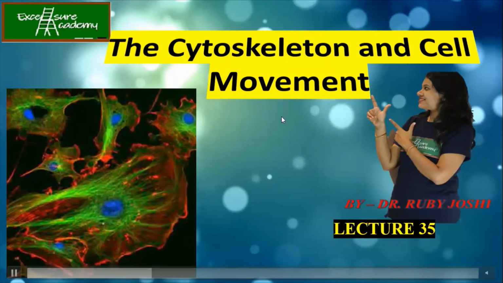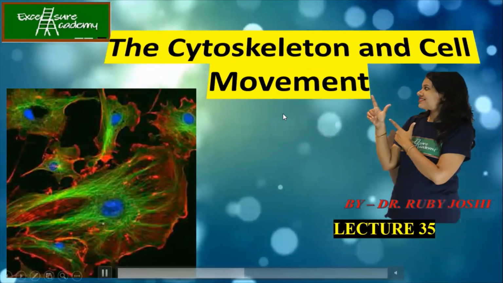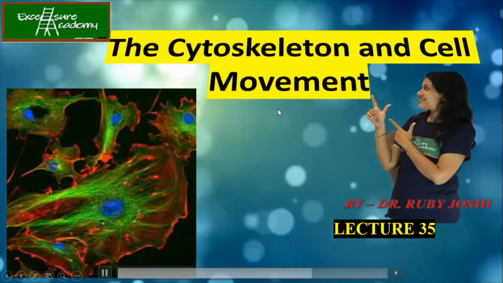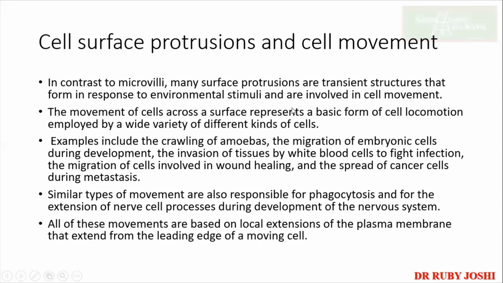In the previous lecture, we saw how actin filaments polymerize and depolymerize. In the same way, these actin filaments help in cell movement. And to have cell movement, they start forming protrusions.